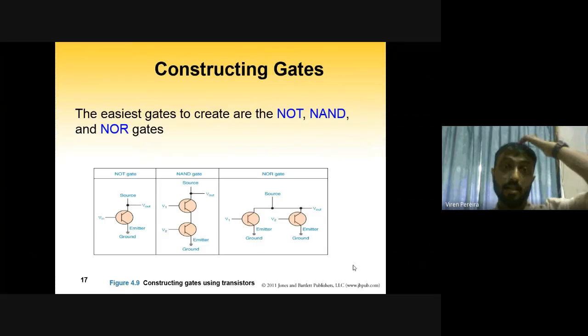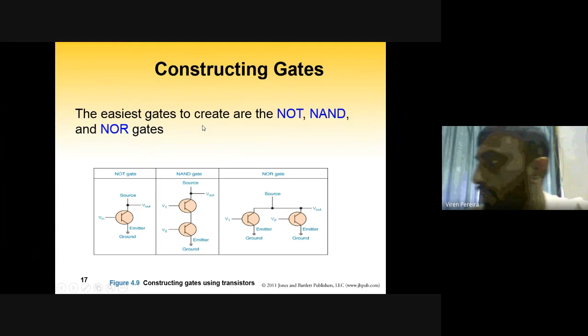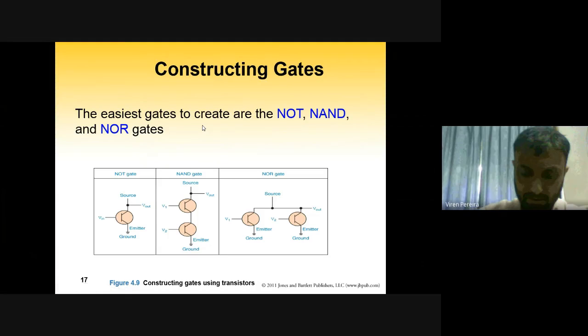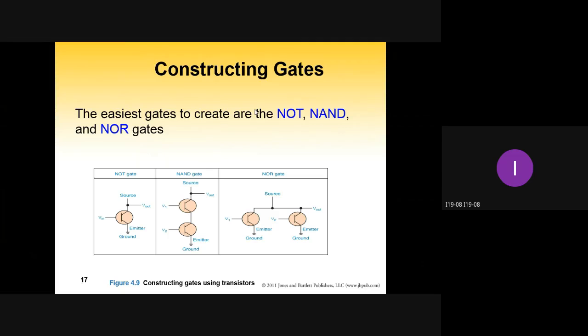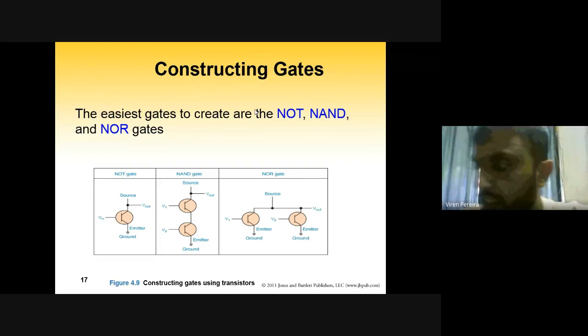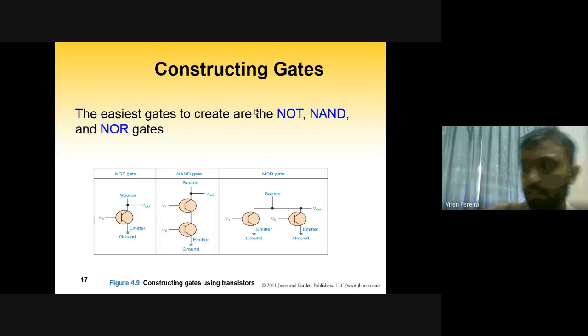Okay. Right. Now constructing gates. The earliest gates to create are NOT gate, NAND gate, and NOR gate. I think our lecture time has become. Professor Manjusha ma'am is calling me. Our lecture time has become, guys. No, sir. It's still on, right? Yeah. Okay. Then later I will see this.